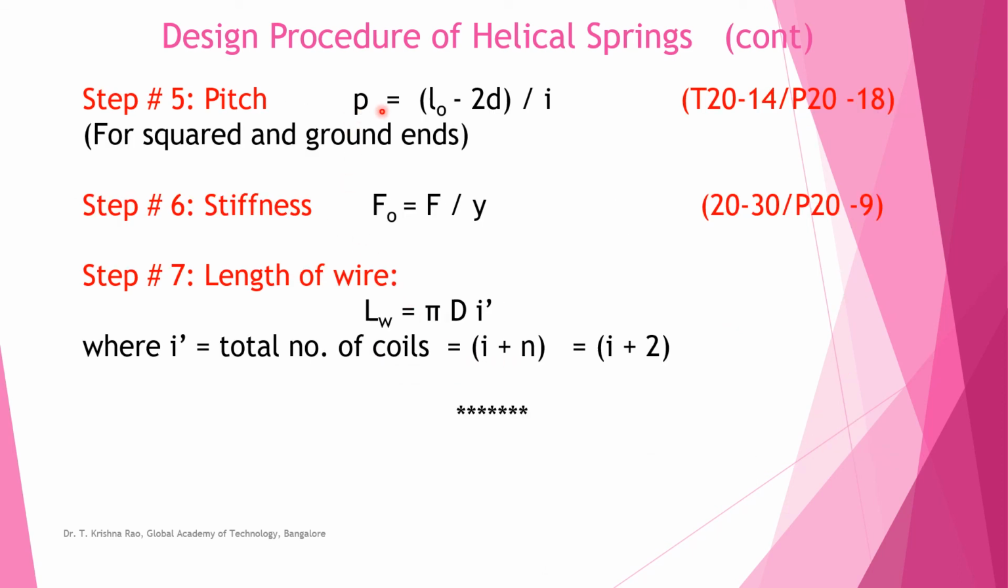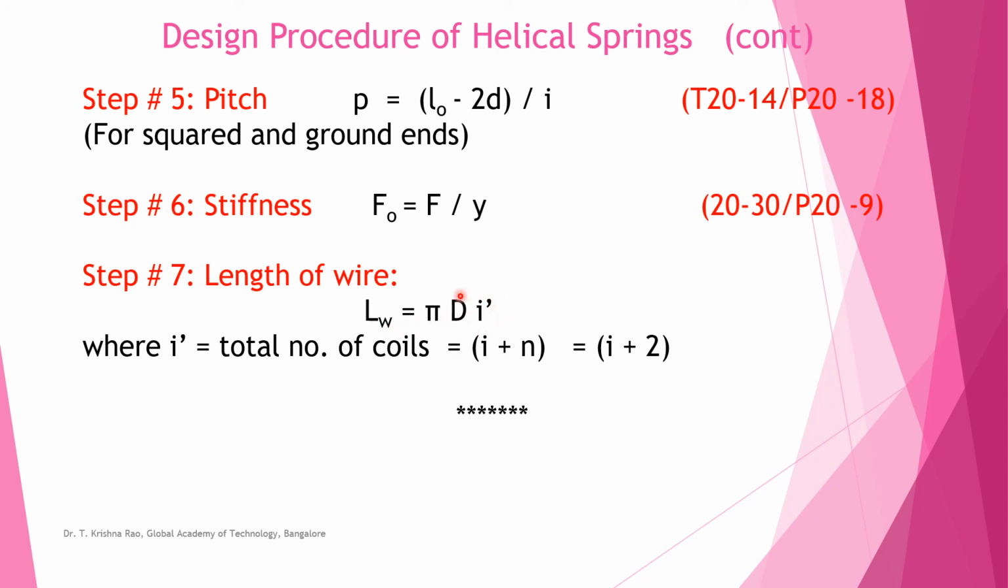Then we find the pitch. While manufacturing the spring, we have to maintain the gap between the coils, like a thread. So what is the pitch to be maintained? There is table 20-14, page number 20-18. For each condition of plain ends, ground ends, and squared and ground ends, a separate equation for pitch is given. Since we always want squared and ground ends, we take that equation. Then the stiffness F0 is F by y, load per deflection, equation 2030, page number 20-9.